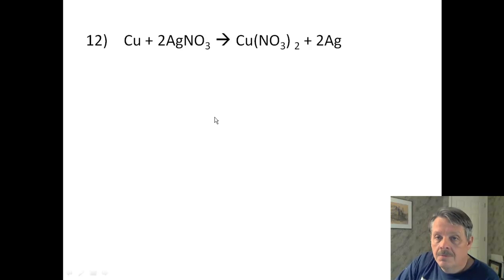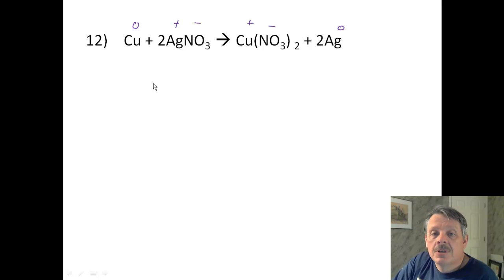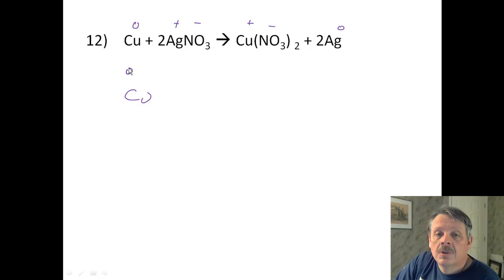All right, how about this one? Copper, no charge. Silver, no charge. However, when they're bonded, silver's positive, nitrate's negative. Copper's positive, nitrate's negative. So copper is losing because it has to become positive, and is oxidized. Nitrate remains the same. Silver must be gaining, which it is. Silver gains.